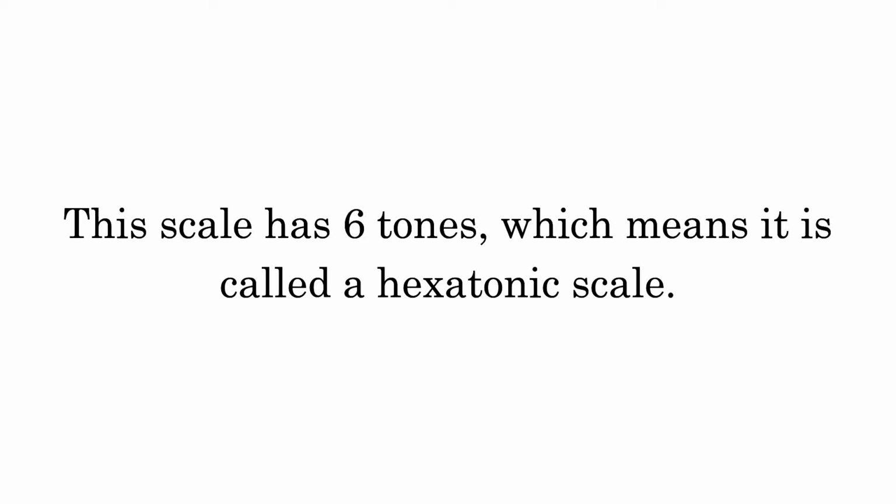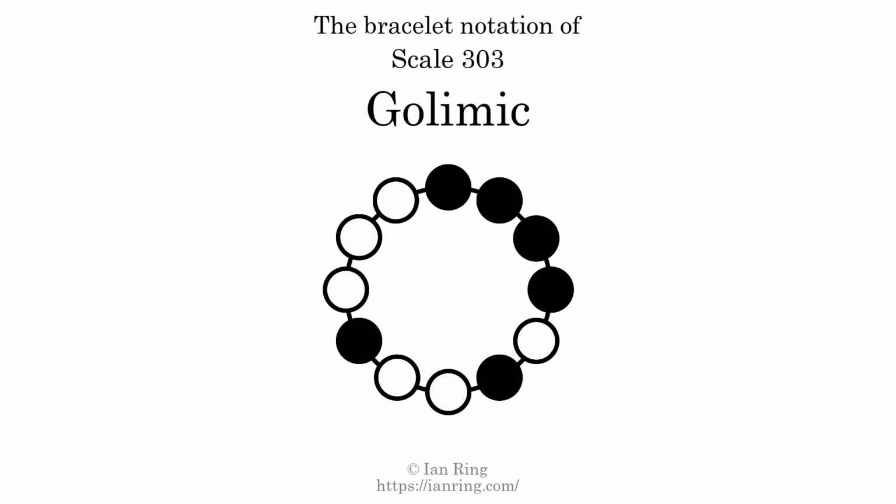This scale has 6 tones, which means it is called a hexatonic scale. This is a bracelet notation diagram of scale 303. The shaded circles represent tones that appear in the scale, and they are read clockwise, starting at the top.